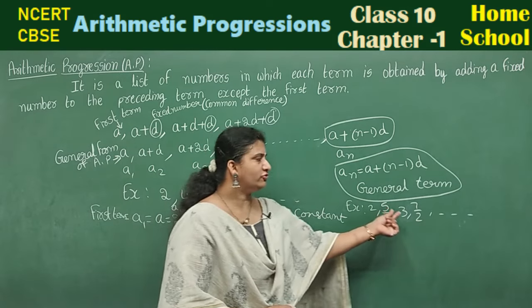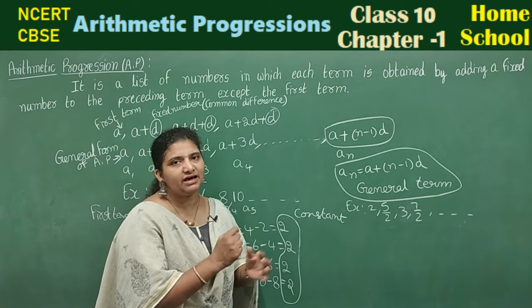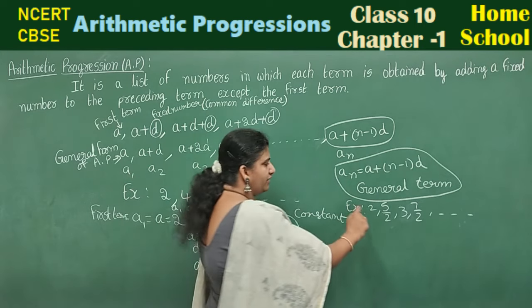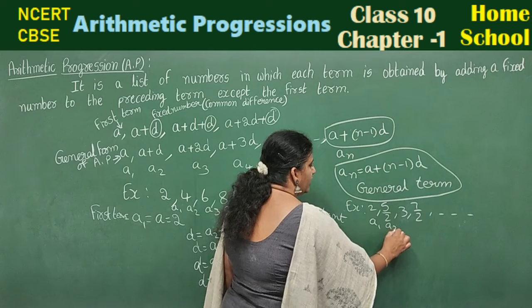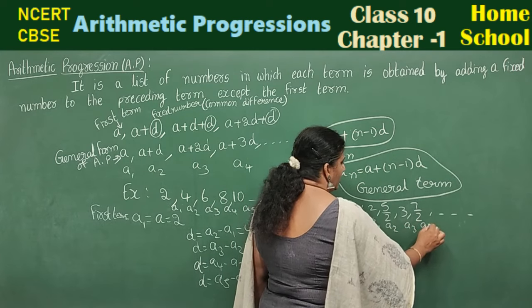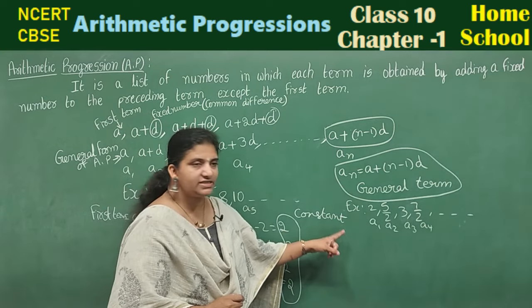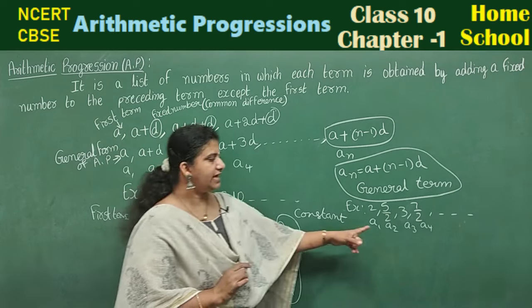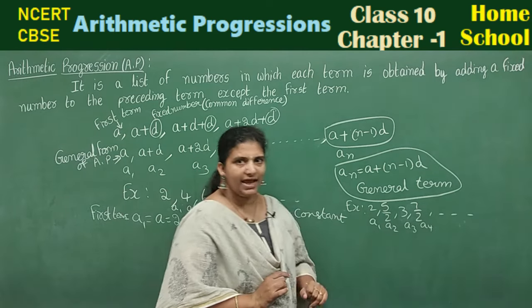2, 5 by 2, 3, 7 by 2, and so on. Check whether it is an arithmetic progression or not. How to check? Let us check. See here, first number the sequence: A1, A2, A3, A4. We know only 4 terms. First term is called A or A1. Second term A2, third term A3, fourth term is A4.